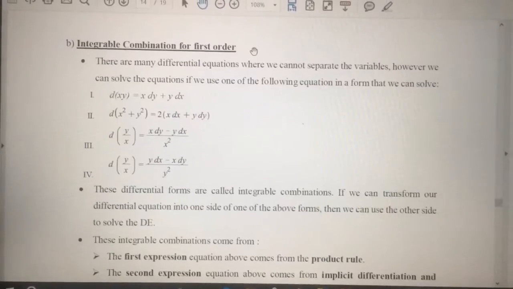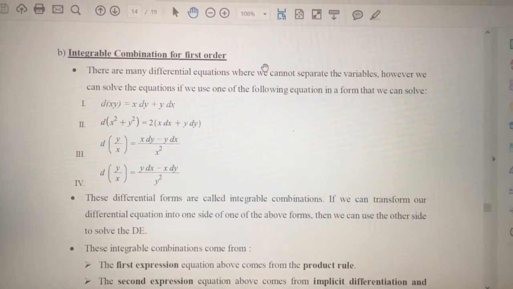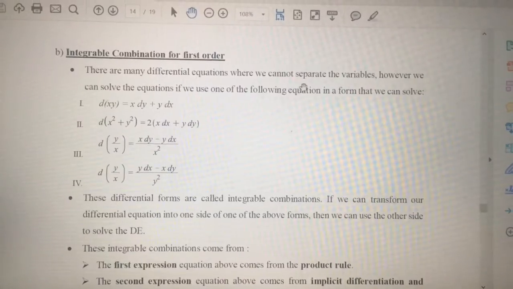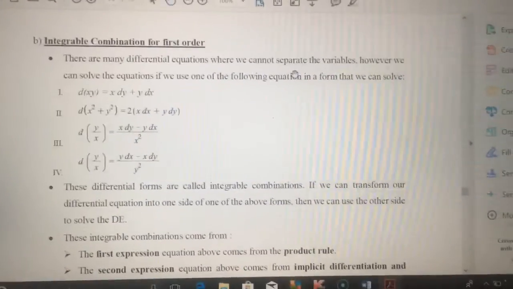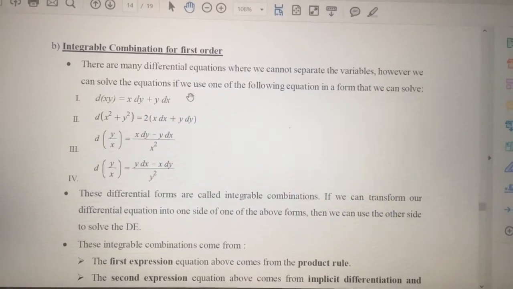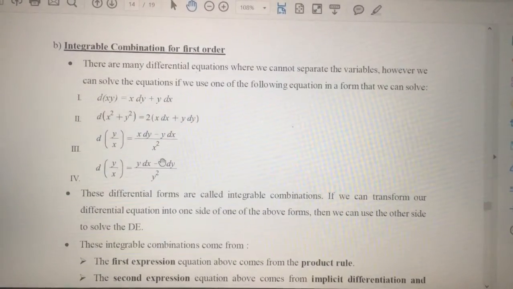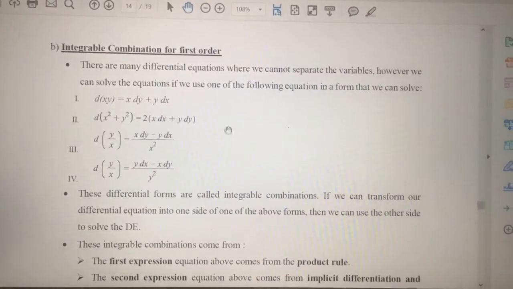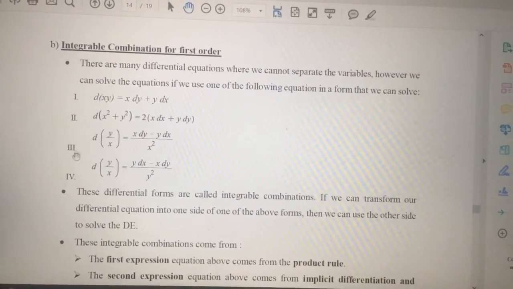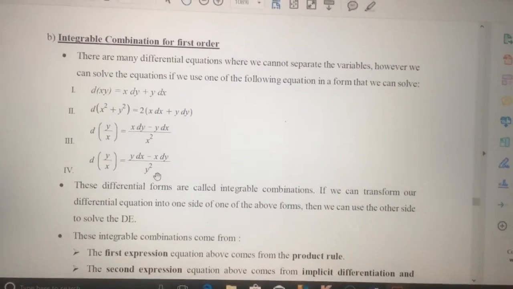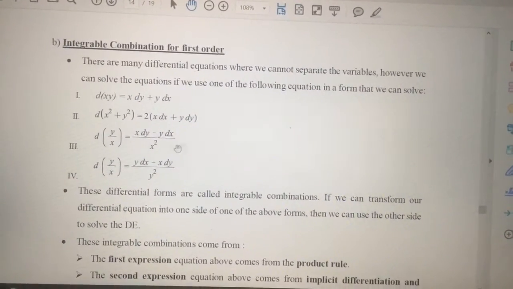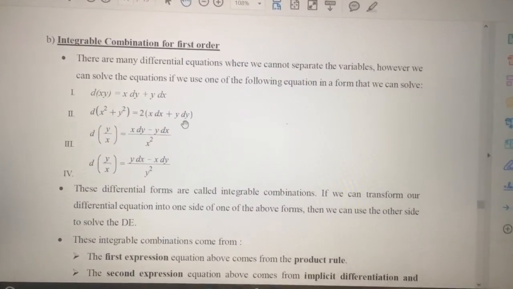Second is integrable combination for the first order. There are many differential equations where we cannot separate the variables. However, we can solve the equation if we use one of the following equations in a form that we can solve, such as equations 1, 2, 3 and 4. These differential forms are called integrable combinations.